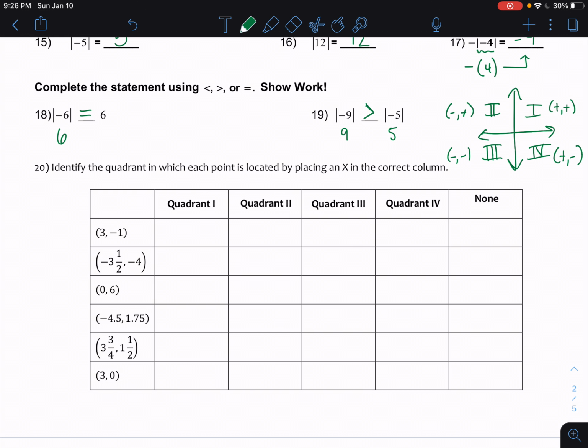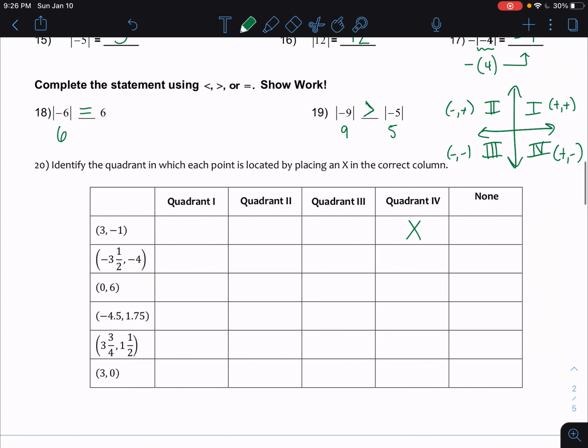So 3, -1 is positive, negative, so that's going to be quadrant 4. This next one, -3.5, -4, is negative, negative, so that's 3. 0, 6 is going to be on the y-axis. If it's on the y-axis, it is not considered part of any quadrant, so none.